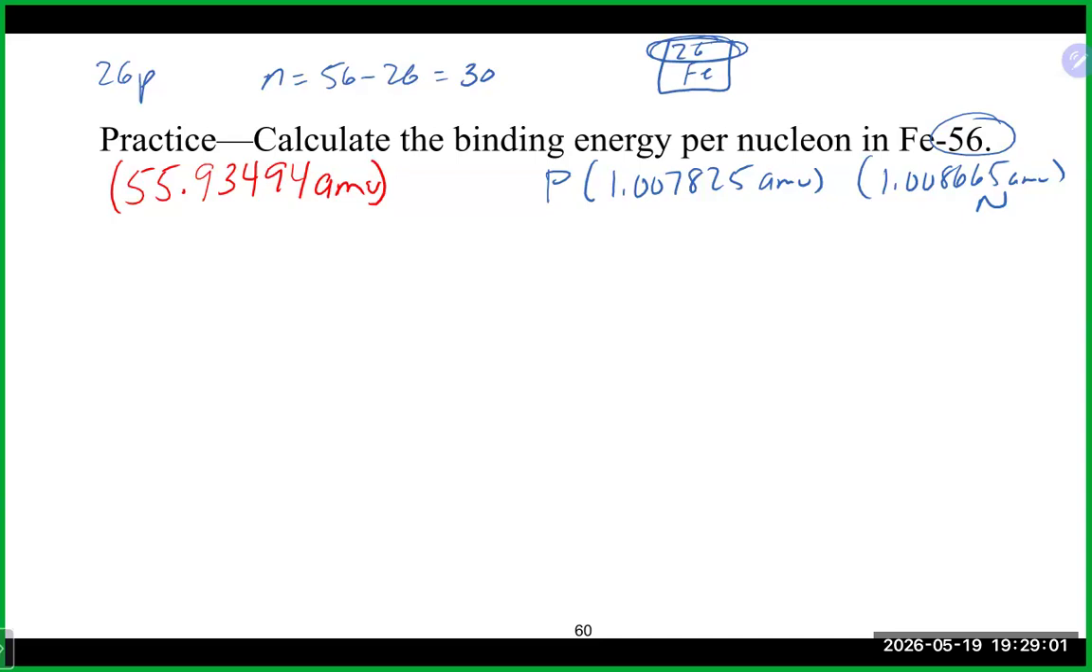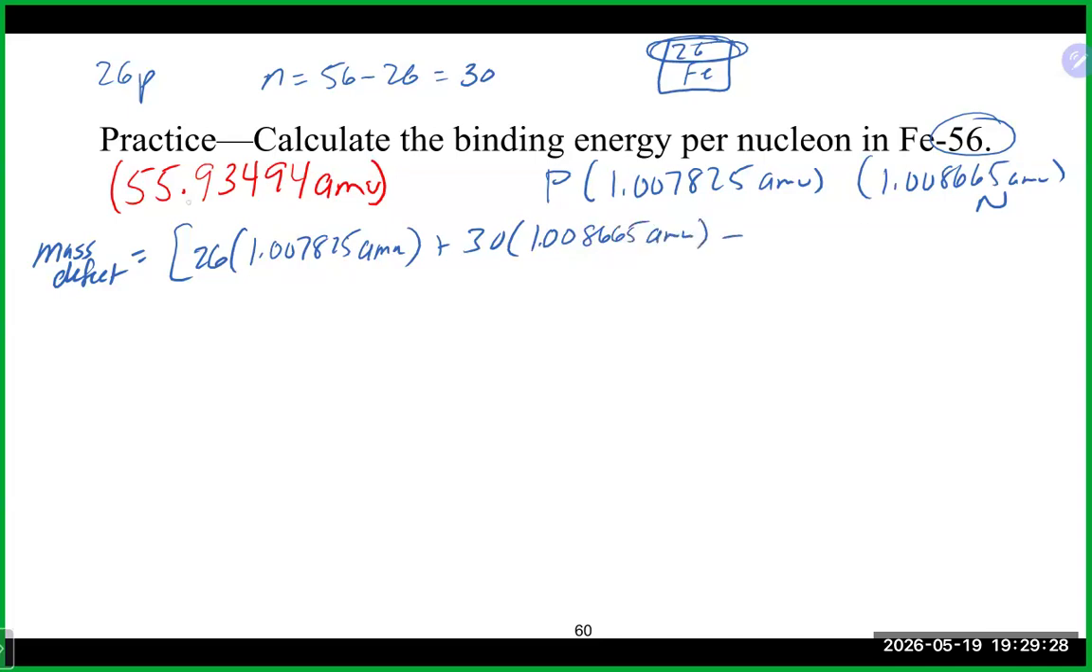Again, that's going to allow us to calculate the mass defect, which is that difference of mass that gets converted into energy here. So our mass defect in this case is going to be 26 times the mass of a proton, 1.007825 AMU, plus 30 times the mass of a neutron, 1.008665.